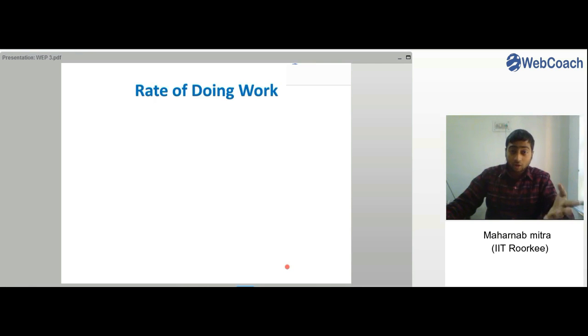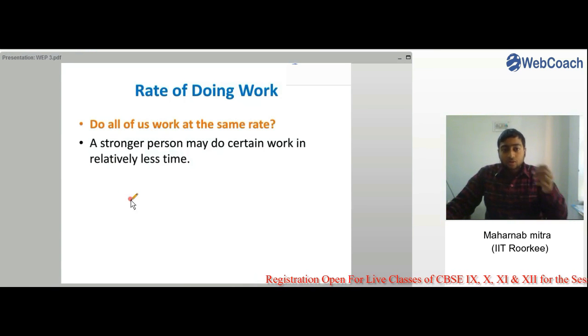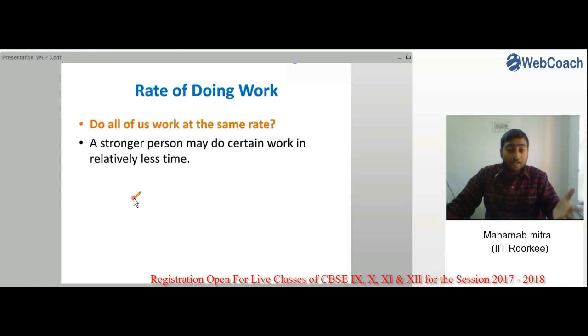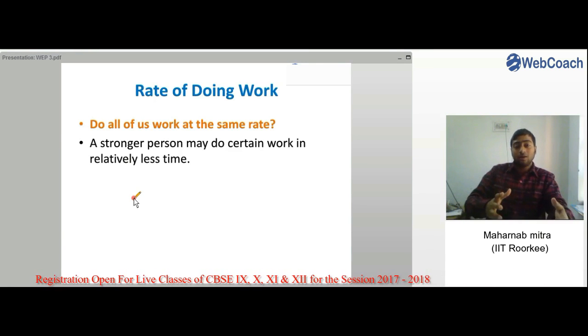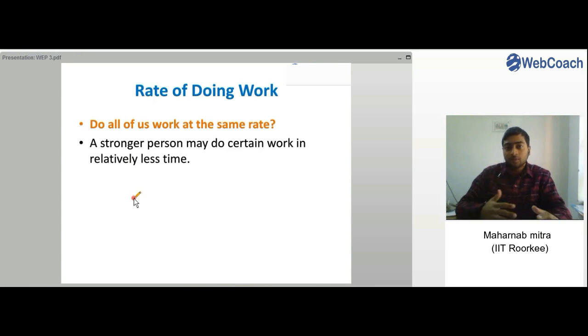Now let us come to the next topic, rate of doing work, or how fast or how slow we are doing work. Do all of us work at the same rate? Of course no, right? Some of us work faster, some work slower, right? And every individual is different from one another, so everybody cannot work at the same rate. And obviously a stronger person may do certain work in relatively less time, right? If a person is strong enough, he can do work very easily, with less effort, and he can do the work very efficiently, right?